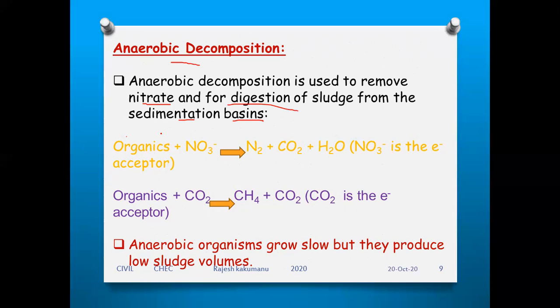If you see the reaction of this one, organics plus nitrates gives rise to nitrogen plus carbon dioxide plus H2O, water, where the nitrates are the electron acceptor. Then organics plus carbon dioxide gives rise to methane CH4 plus carbon dioxide, where CO2 is the electron acceptor. The anaerobic organisms grow very slowly, but they produce low sludge volumes.